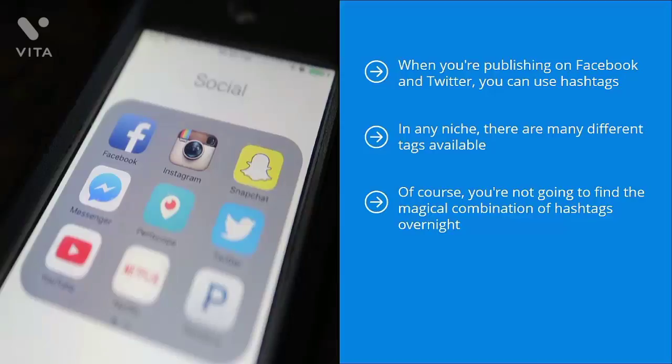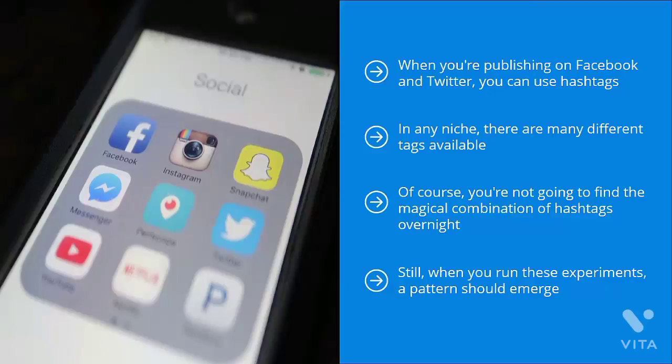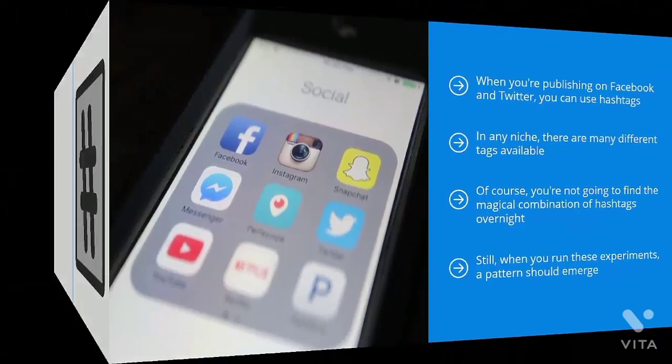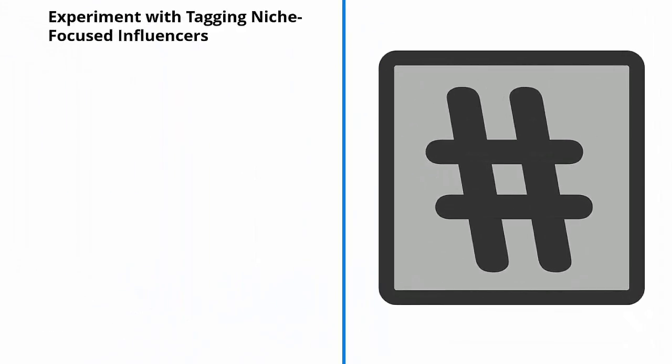That's not going to happen. This is one of those things that you're going to have to find out by doing it over a long period of time. Still, when you run these experiments, a pattern should emerge. Sooner or later, you would discover that certain hashtags produce a lot more results than others. They draw a lot more eyeballs. They get a lot more attention. Most importantly, they get a lot more engagement. Stick with those.